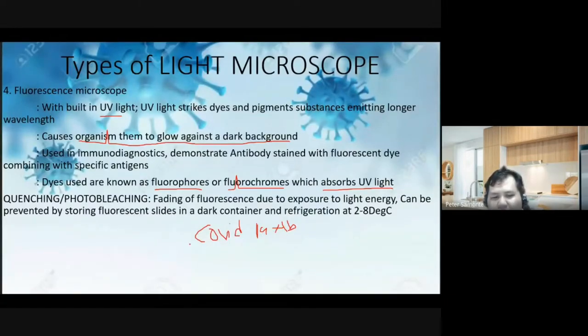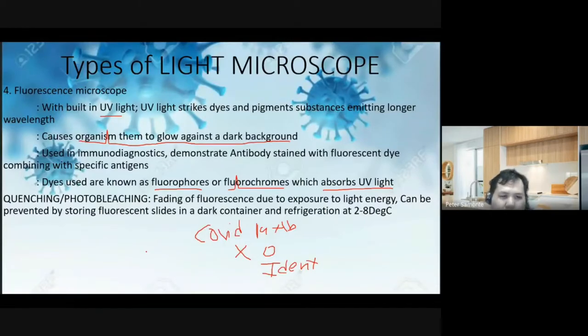Your stained COVID-19 antibody would then attach to the COVID-19 virus. And there the medtech would see the fluorescing antibody attached to the COVID-19 virus. So it's more like an identification method.